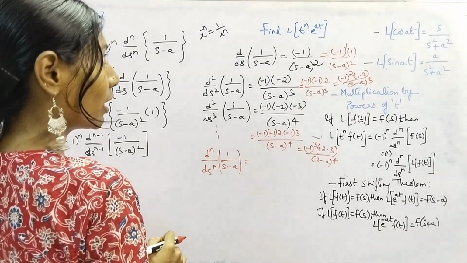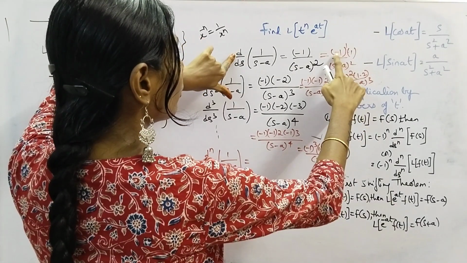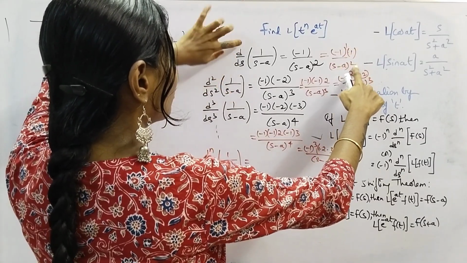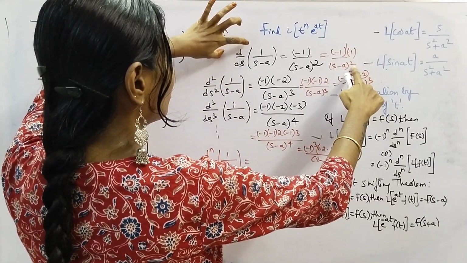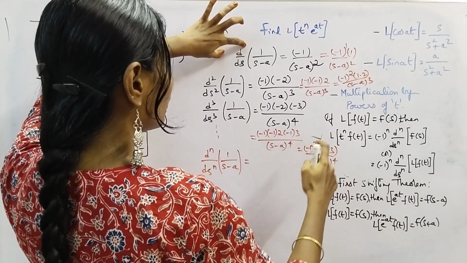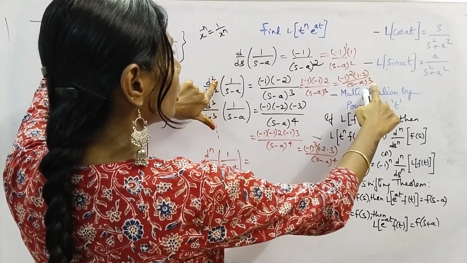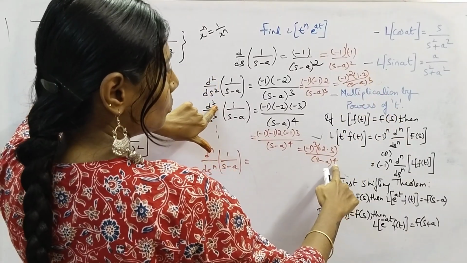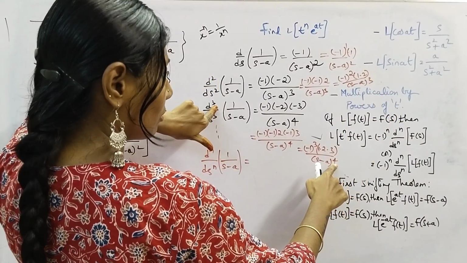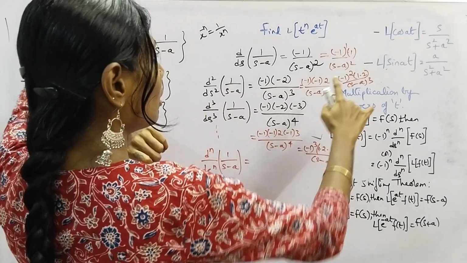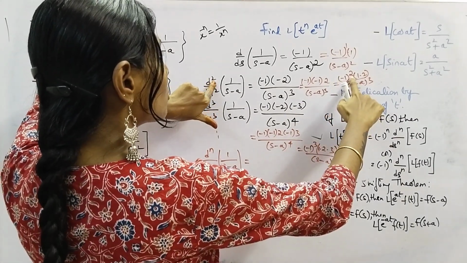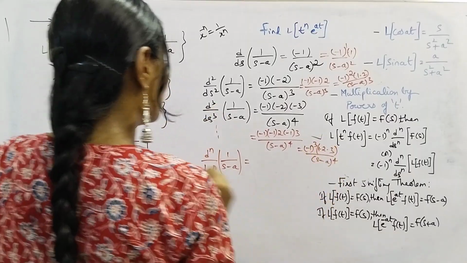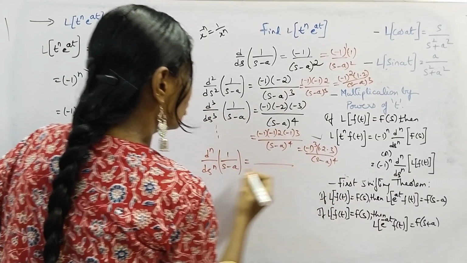Observe. Yes, you can write. For the first derivative you have minus 1 power 1 into 1 by s minus a square. We have 1 in the denominator, you got square. If you have 2 in the denominator, you got cube. If you have 3, you got power 4 in the denominator. Clear? And if it's 2, you got minus 1 whole square. If it's 3, you got minus 1 power cube. Good. So I'm going to write this now.